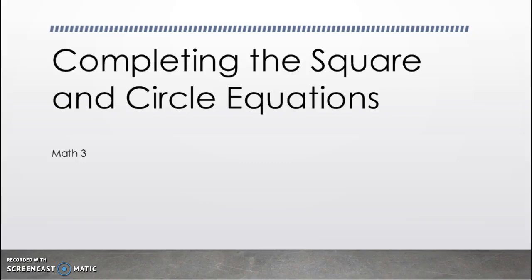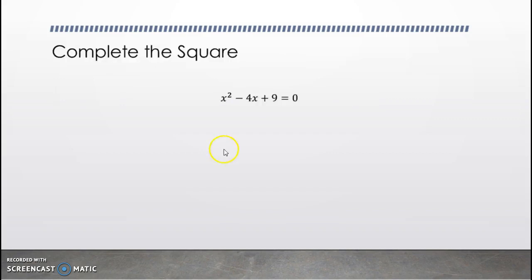Now we're going to continue to look at circle equations, but we're going to write them by completing the square. So first, let's review completing the square. We used it with quadratics, and it was one of the ways that we solved quadratics. To do it, first I want to get just my x terms on one side and my constant on the other. So I'm going to subtract 9 from both sides.